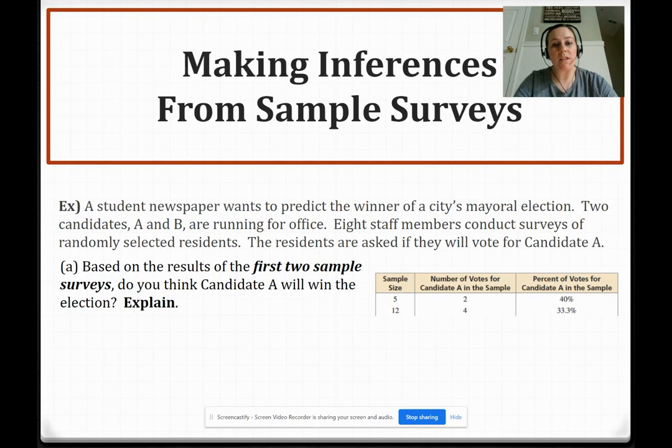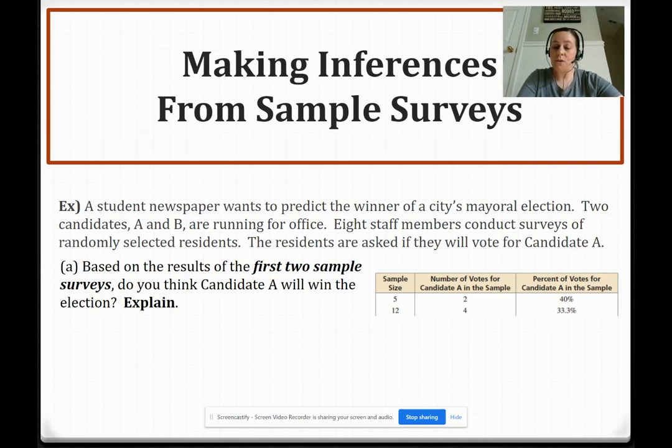A student newspaper wants to predict the winner of a city's mayor election. 2 candidates, A and B, are running for office. 8 staff members conduct surveys of randomly selected residents. The residents are asked if they will vote for candidate A. And this says, based on the results of the first 2 sample surveys, do you think candidate A will win the election? Explain. Well, if there's only 2 people running, whoever ends up with a majority, meaning more than 50%, they're going to take home the W.